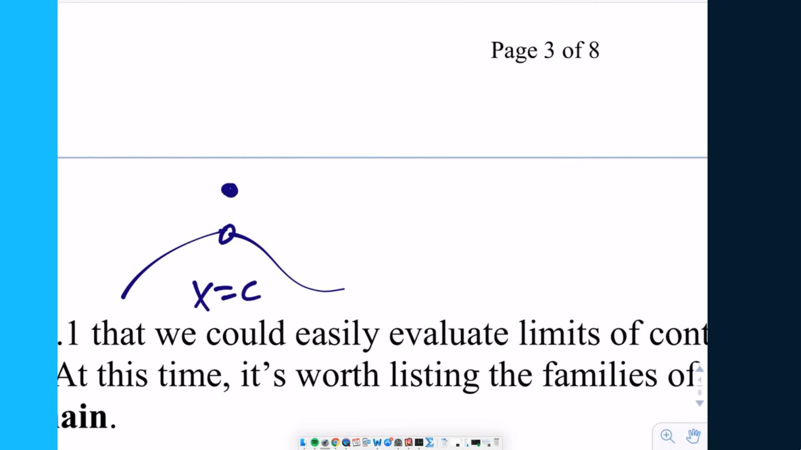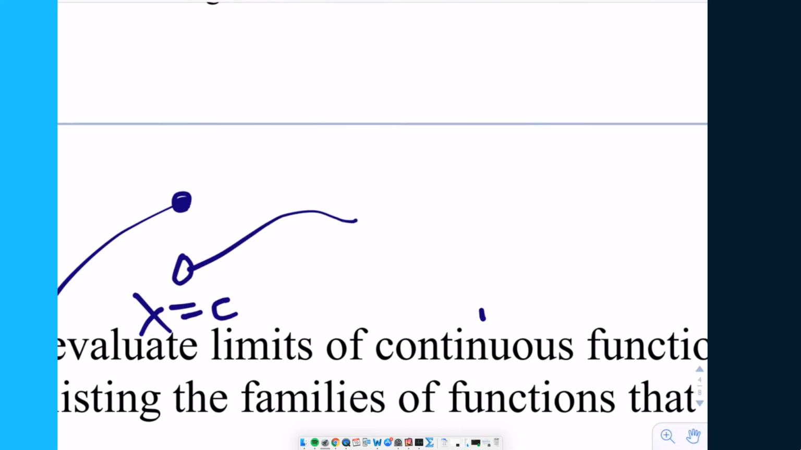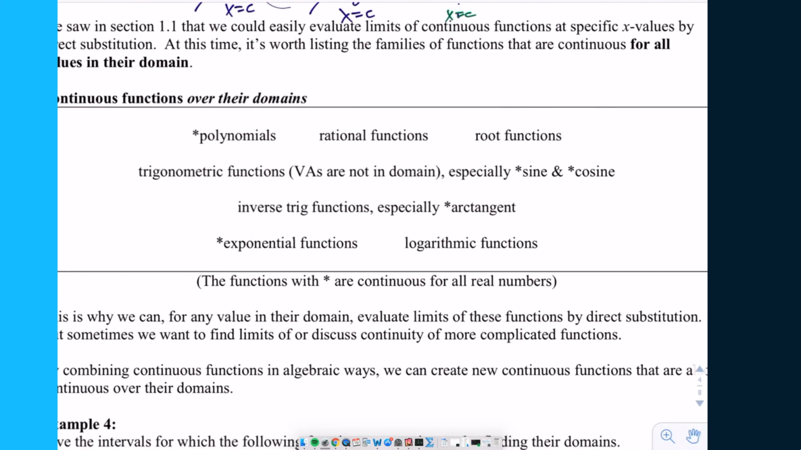X equals c is in the domain because there's a dot up there, but it's not continuous there. Or we have a jump discontinuity, where it's not continuous at c, but c is still in the domain. Or we even saw Graphus Interruptus, remember the vertical asymptote with that sneaky little defined point on it? This would be a discontinuity, but still in the domain. So not every function is continuous over their domain, but everything in this box is.